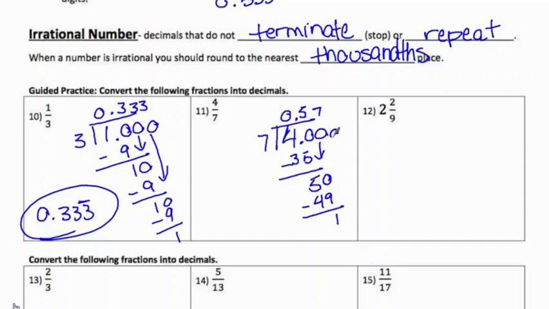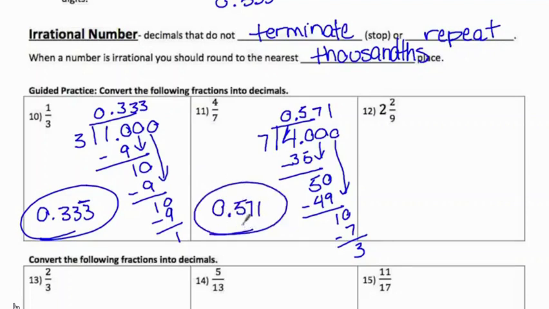Gives me a remainder 1. Bring down another 0. Now this is my last time because I have to do it 3 times. 7 goes into 10 1 time, which is 7. And that's remainder 3. Now I'm not going to write remainder 3 up here. I'm just knowing that this is an irrational decimal that will go on forever and will never stop, at least in the terms that we're talking about, out to the thousandths place. So the answer to this is 0.751. I'm sorry, 0.571.